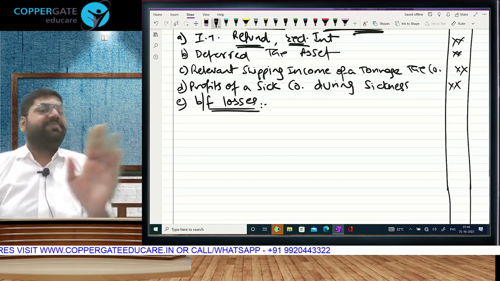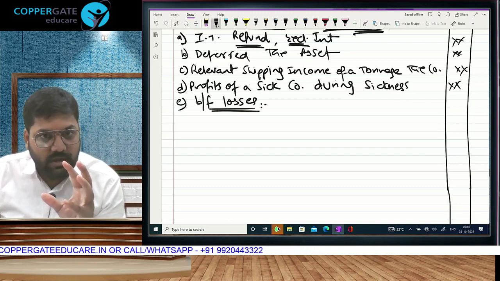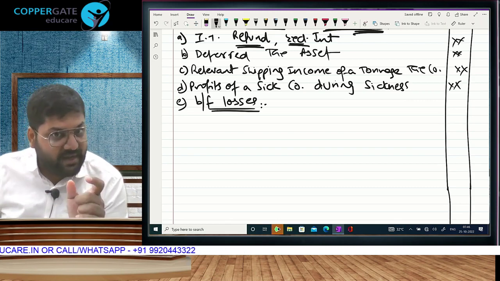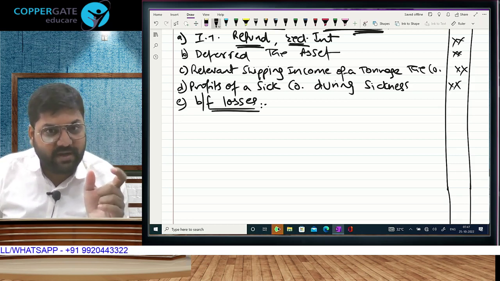So, what do we do in that chapter? We first compute our losses. We set off losses against current year income. If not possible, then we carry forward. And we maintain identity: loss of AY 18-19, loss of AY 19-20, loss of AY 20-21.